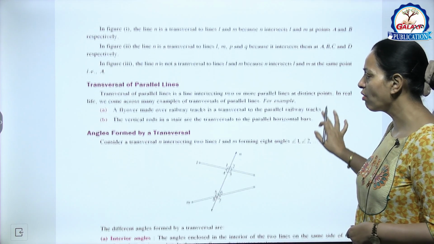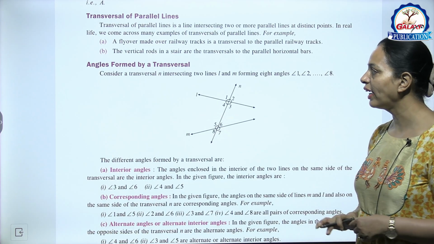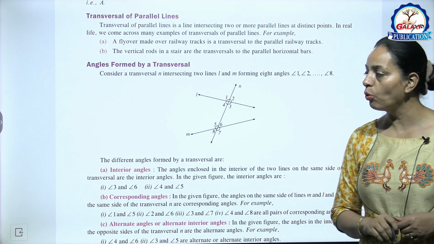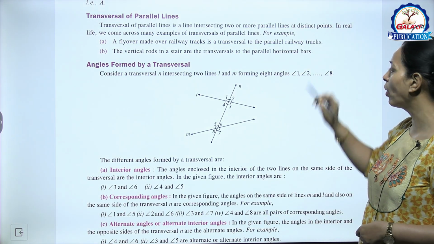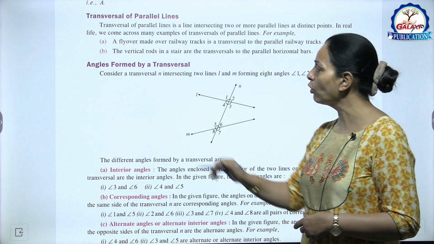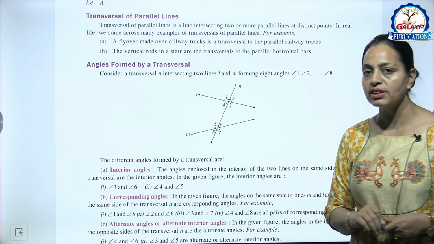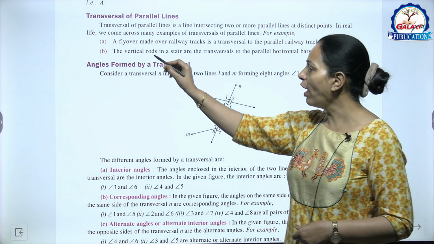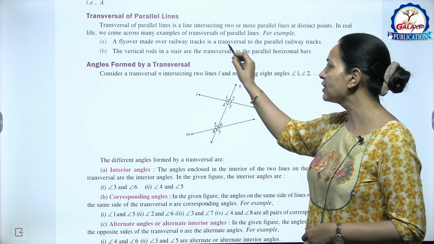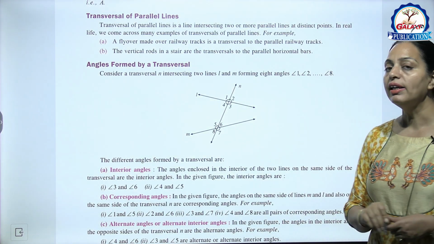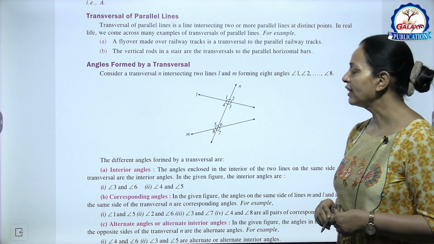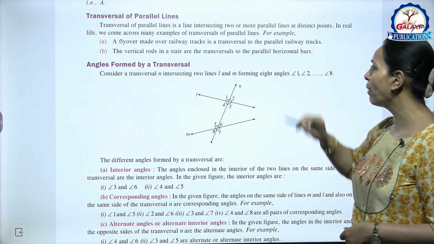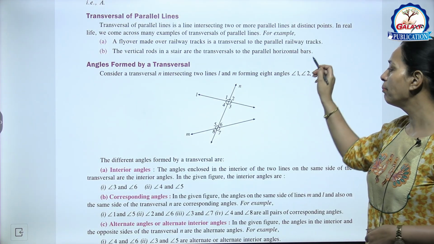So now the next, transversal of parallel lines. Transversal of parallel lines is a line intersecting 2 or more parallel lines at distinct points. In real life, we come across many examples of transversal of parallel lines. For example, A part, a flyover made over railway tracks is a transversal to the parallel railway tracks. And the second one, the vertical rods in a stair are the transversal to the parallel horizontal bars.